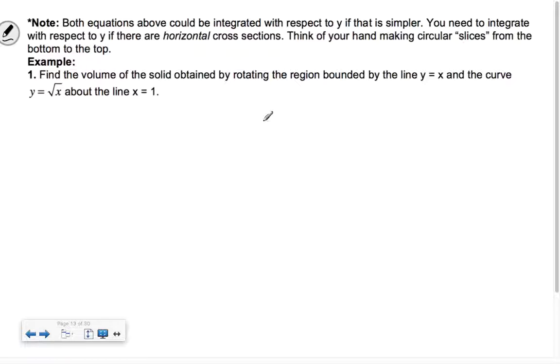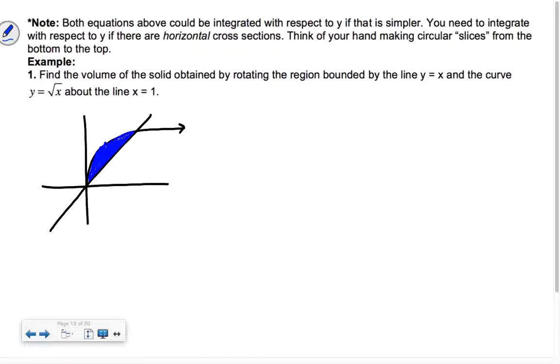It says, find the volume of the solid obtained by rotating the region bounded by the line y equals x, and the curve y equals the square root of x, around the line x equals 1. Okay, so we have this area right here.